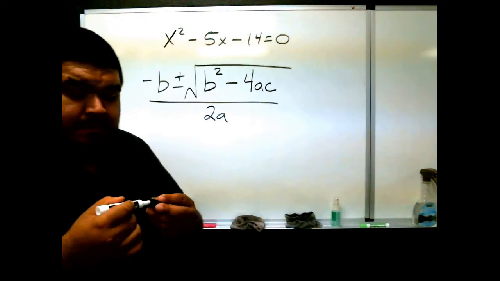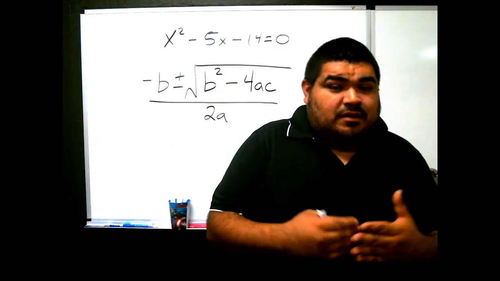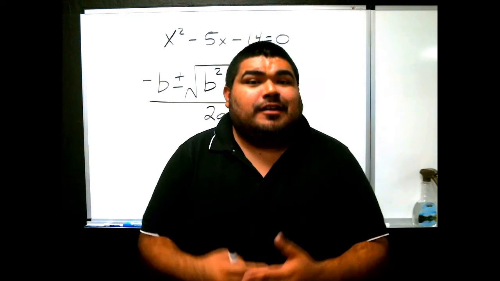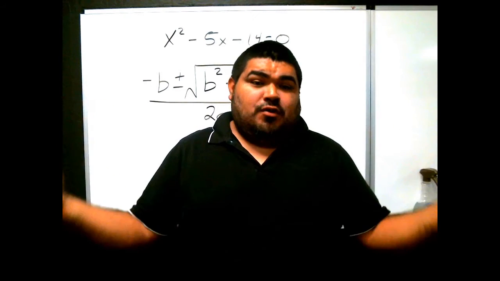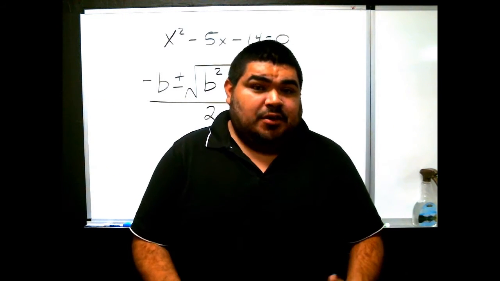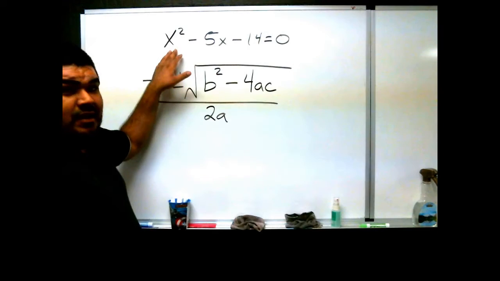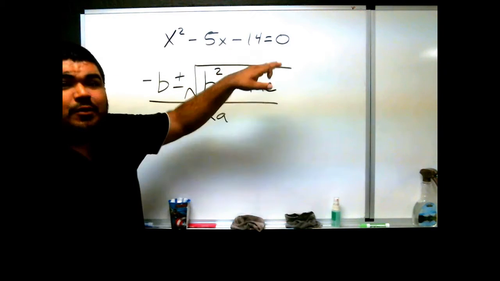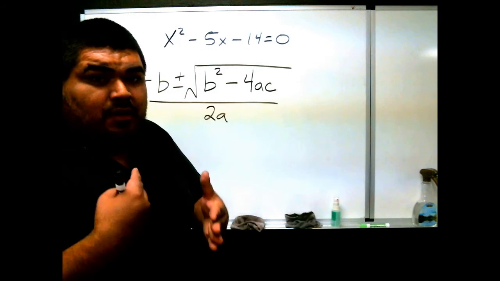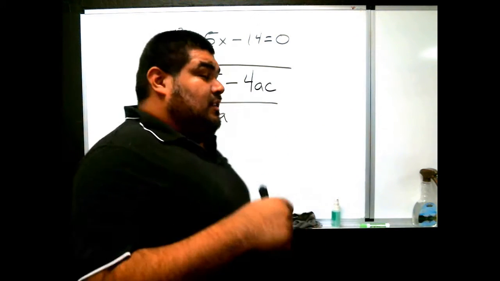Okay? It looks confusing. I know it kind of does because it's a lot of variables in there. Again, this is why I chose to do discriminant first, then the actual formula all together. Makes it a lot easier. Notice I have an equation up here, which is x squared minus 5x minus 14 equals 0. Always label, guys. Makes it a lot easier. Okay. So let's label it.